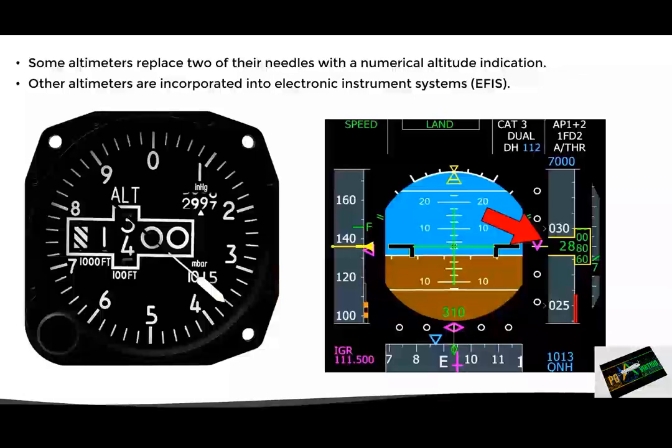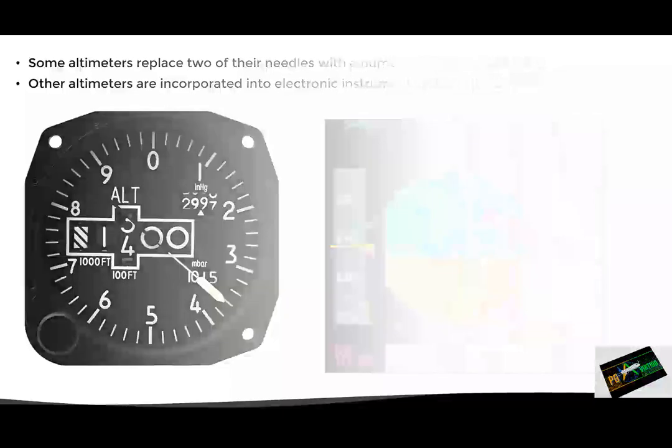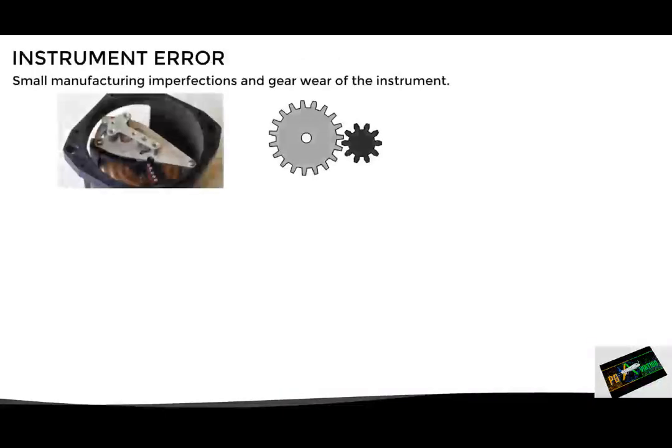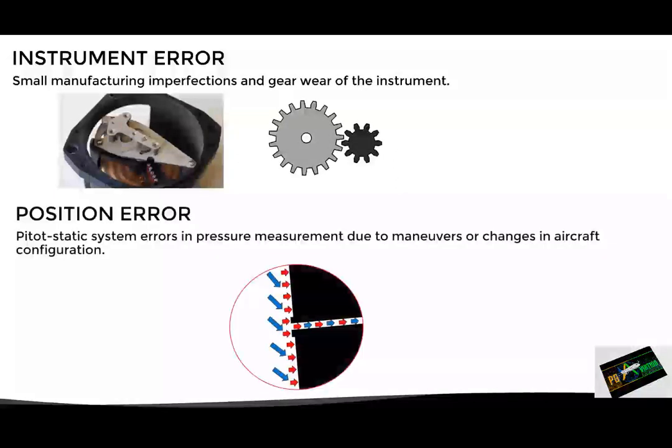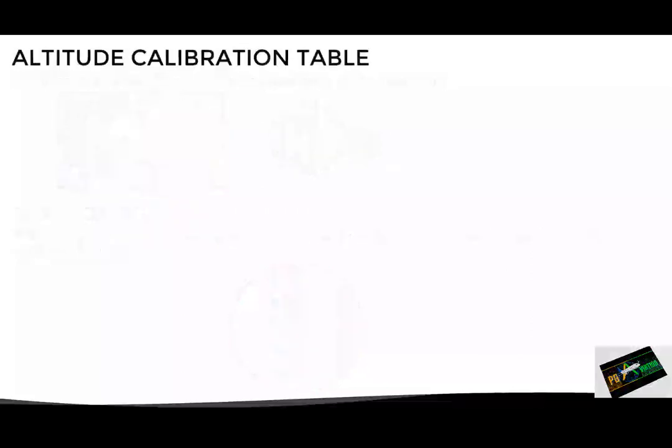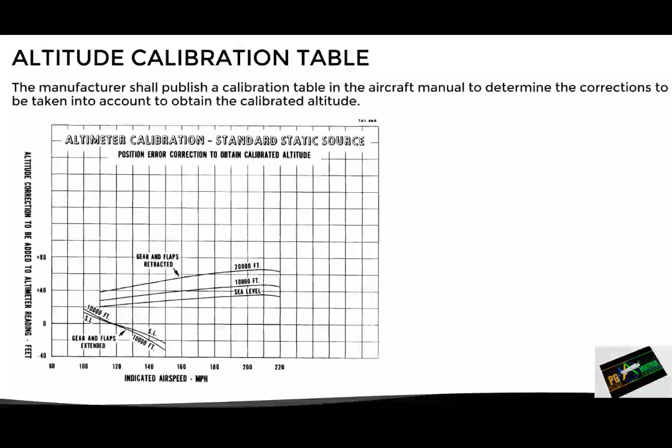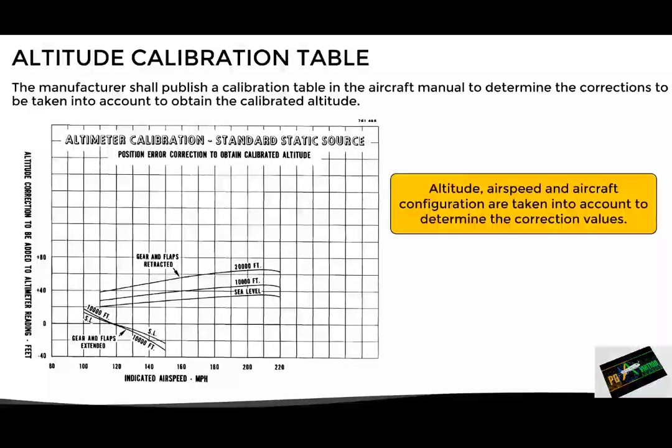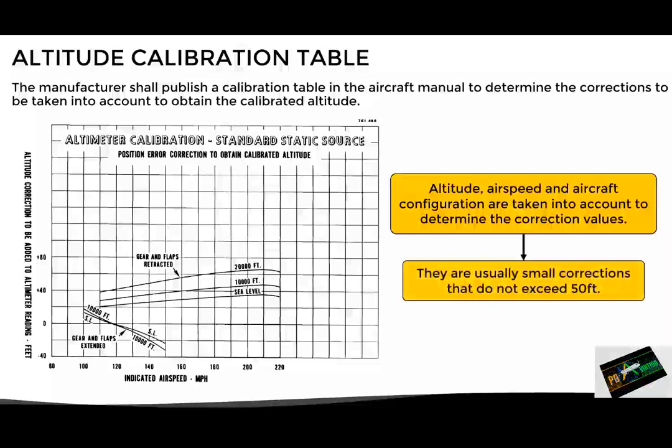Now, we must bear in mind that altimeters are not perfect. They present instrument errors related to wear of the gears and mechanical imperfections, as well as position errors caused by pressure measurement errors of the pitot static system due to maneuvers or changes in aircraft configuration. This is why the manufacturer publishes an altitude calibration table that allows the pilot to apply the corresponding altitude corrections in order to obtain the calibrated altitude. This table takes into account altitude, airspeed and aircraft configuration to show the corrected values. However, normally these are small corrections that do not exceed 50 feet.